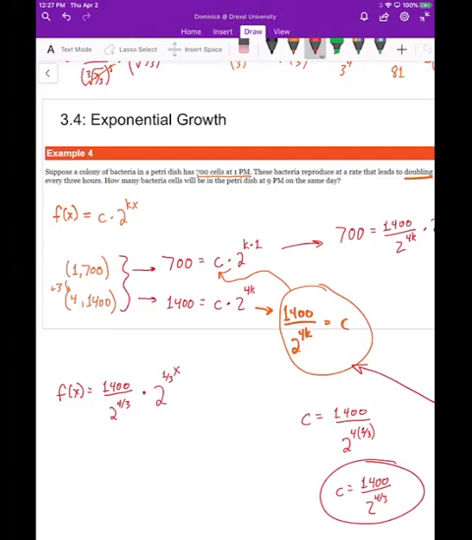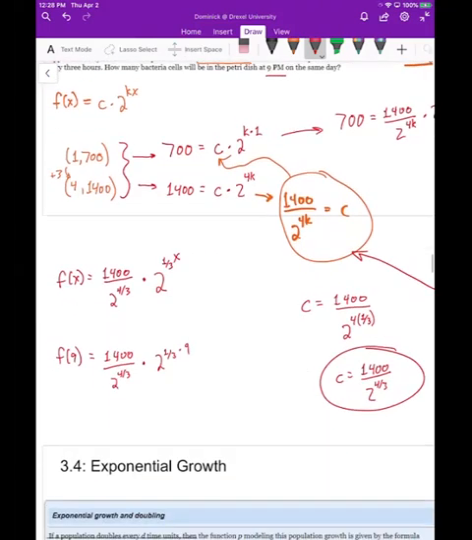Okay, now we want to use that model to find how many bacteria will be in the petri dish at 9 p.m. So that just means we need to find f of 9. So we have 1,400 over 2 to the 4/3, and then this is going to be 2 to the 1/3 times 9. So we get that this is 1,400 over 2 to the 4/3 times 2 to the 3.